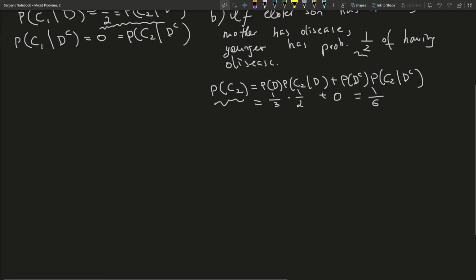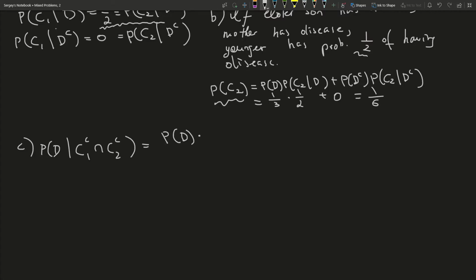And now moving to part C. In part C, we're asked to find what is the probability that the mother has the disease given that her two children don't. And again, we're going to use Bayes' rule here. So we get the prior probability that the mother has the disease times the likelihood of both her children not having the disease, given that she has it, over the probability of both her children not having the disease.